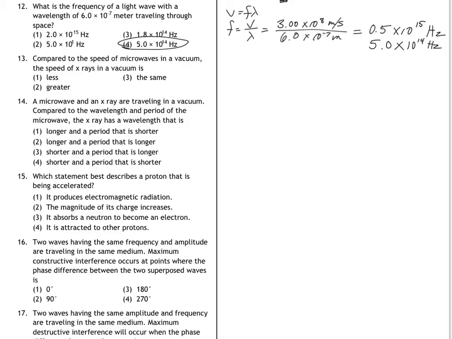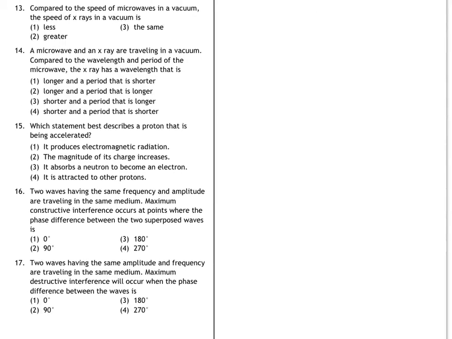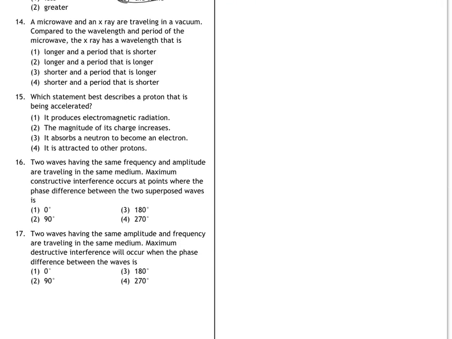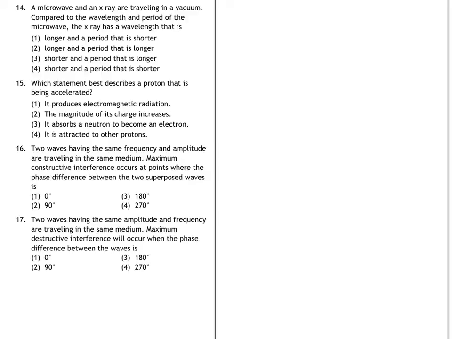So answer choice 4. Number 13, compared to the speed of microwaves in a vacuum, the speed of X-rays in a vacuum is the same. Basically, all electromagnetic waves, regardless of type, travel at the same speed in a vacuum. But that's really the only thing that's constant between them. Like for instance, a microwave and an X-ray are traveling in a vacuum. If we compare their wavelengths and periods, we'll notice differences.